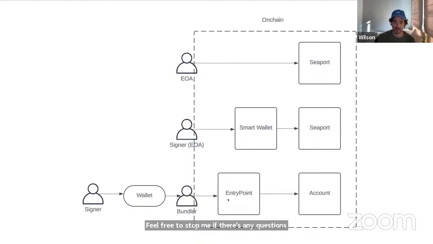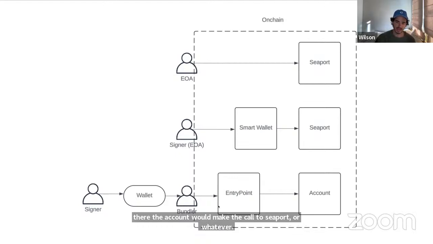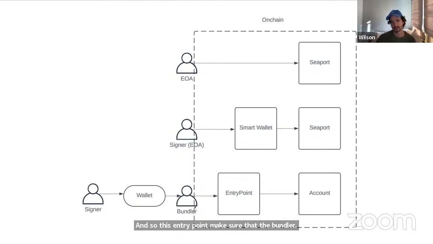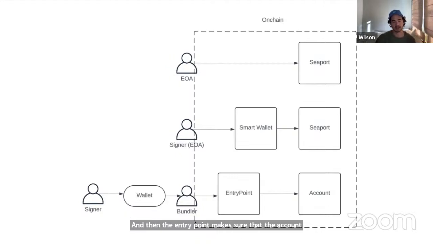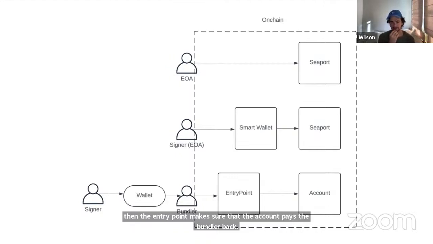So the bundler sends us to an entry point, and there's one entry point used for all account abstraction. There are different versions of it, but all Coinbase smart wallets use the same entry point. Then the call goes to this account, and from there the account would make the call to Seaport or whatever. This entry point makes sure that the bundler fronts the payment, the gas needed to get this on chain. They pay this up front. And then the entry point makes sure that the account pays the bundler back during the course of execution.